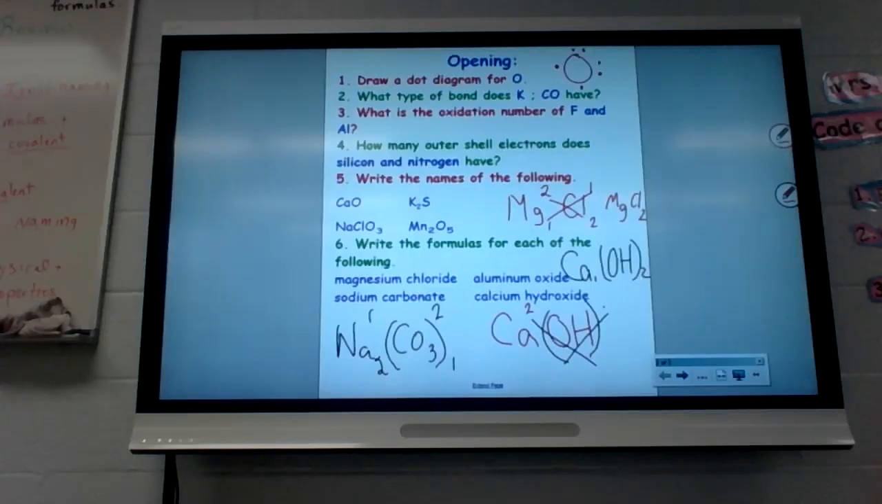What's ammonia? Ammonium? Yeah. Ammonium is the first polyatomic ion on the sheet. Are they related? It works the same way, you just put parentheses around the front instead of the end.